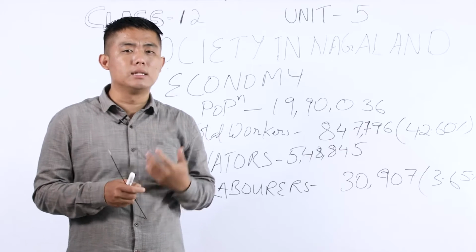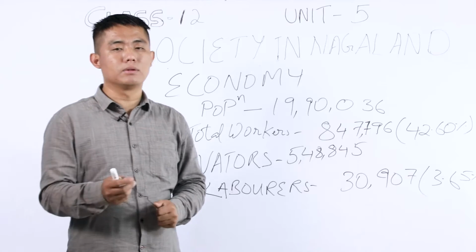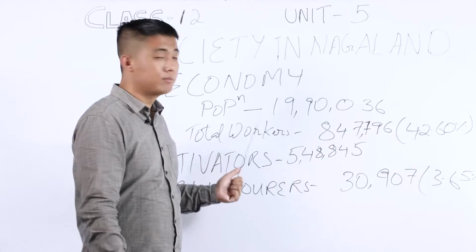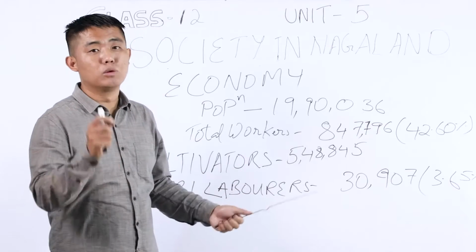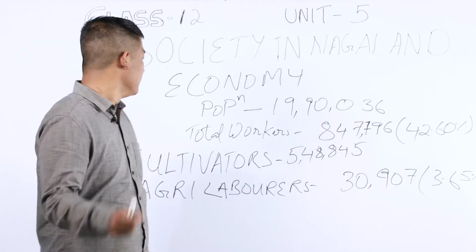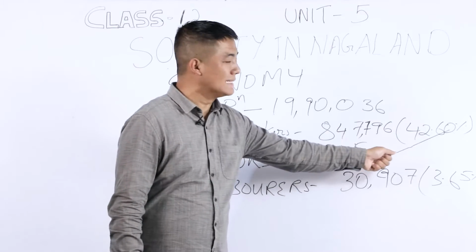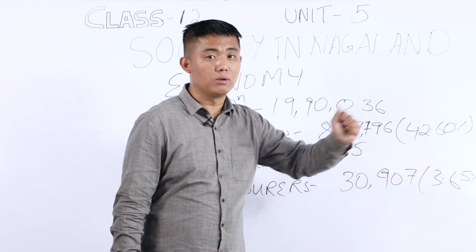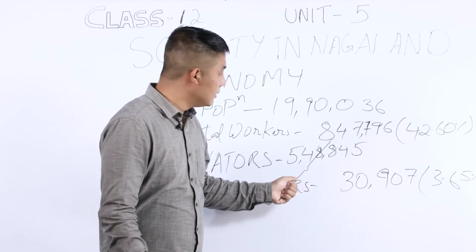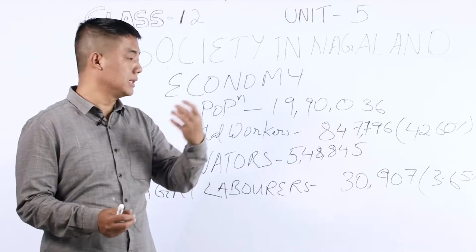Even today, as I discuss with you, I would kindly request you to open your textbook and underline the important points. The first point that I would like you to underline is the total population of Nagaland in the 2001 census, which was 19,90,036. Out of this population, 42.60%, which is around 8,47,796 persons, were practicing agriculture.